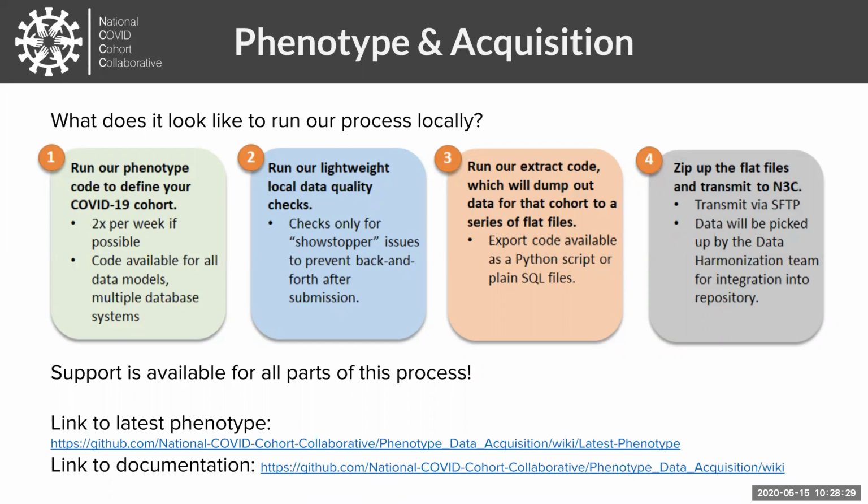The next step will be to run a very lightweight local data quality check that essentially will only check for extreme showstopper issues, but it's really, really lightweight. We're not talking about running a full curation like you might do with your other data network participation. And then once that step is over, we have an extract code that will dump out all of the data into a series of flat files that can be exported either using our scripts or through your local processes, if that's easier for you. And then after that, you zip up the flat files and transmit them to N3C via SFTP.